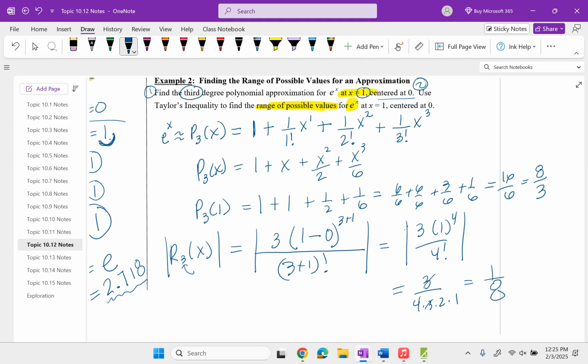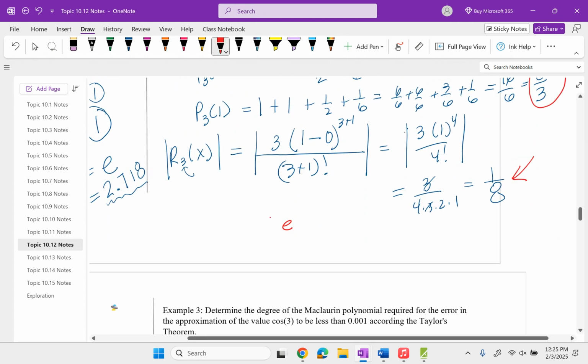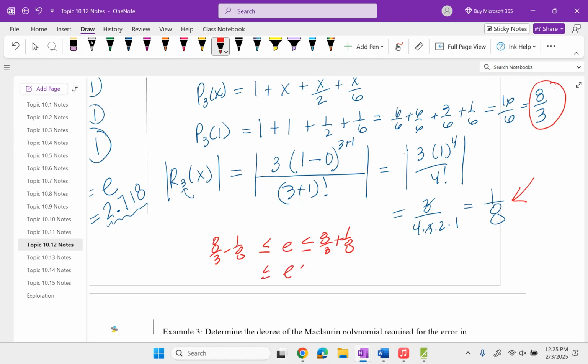Okay. Now, that's not what the question was asking us. It wanted me to find a range of possible values for e to the x. So if this is what I think this is at 1, I need to add and subtract this guy to get a range of possible values. Okay? So what we're going to say is that e is between 8/3 minus 1/8 or 8/3 plus 1/8. Okay, I want you guys to put those numbers into your calculator. Now that we've done that far, use your calculator, get the decimal point, see if it makes sense. See if we did good.